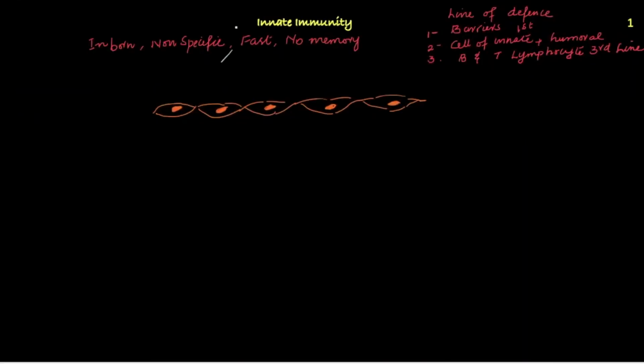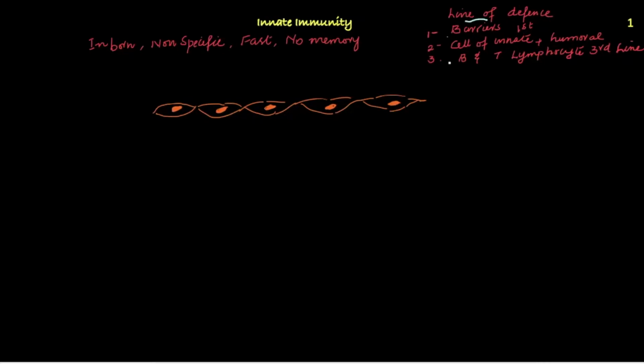Today I'm going to talk about the innate immunity. It is non-specific, so it is not specific against each and every organism. For example, if you think of bacteria, they are classified into gram-negative, gram-positive, mycobacterium, spirochetes. Similarly, viruses: RNA viruses, DNA viruses, single-stranded, double-stranded. They will take pathogens as groups.